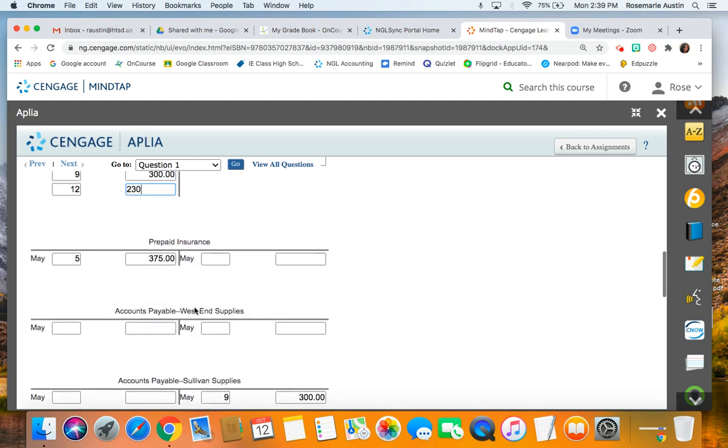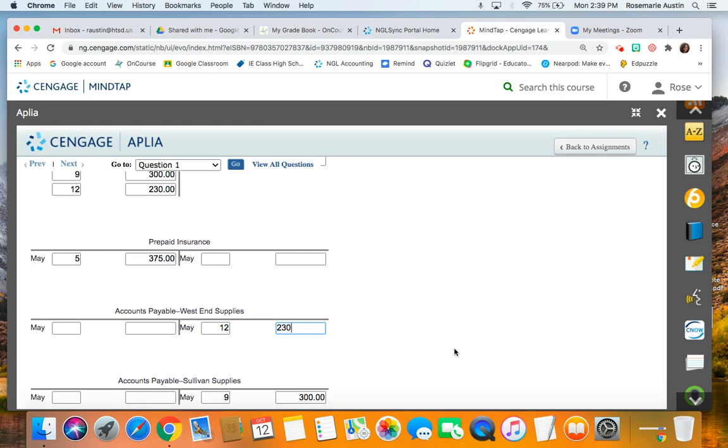And then West End Supplies right here, which is not too far away, is going to be a credit because that's an account payable, which is a liability. Liabilities are on the right side of the equation. Therefore, they increase with a credit entry. Remember, credits are on the right. Debits are on the left. Credits are on the right. So May 12th, $230 is going to be credited to West End Supplies.